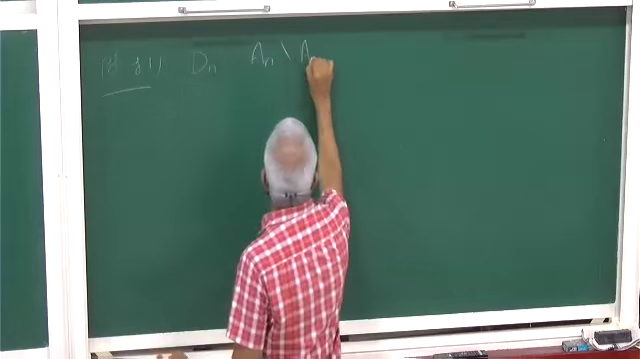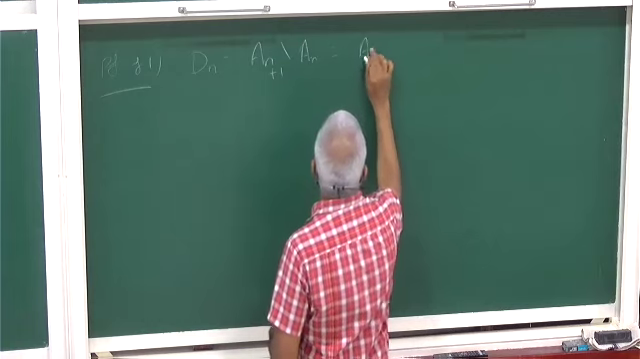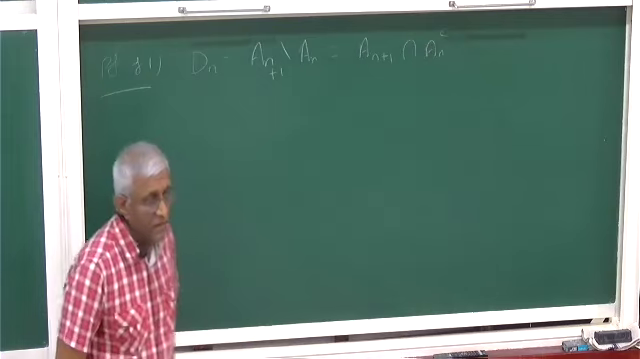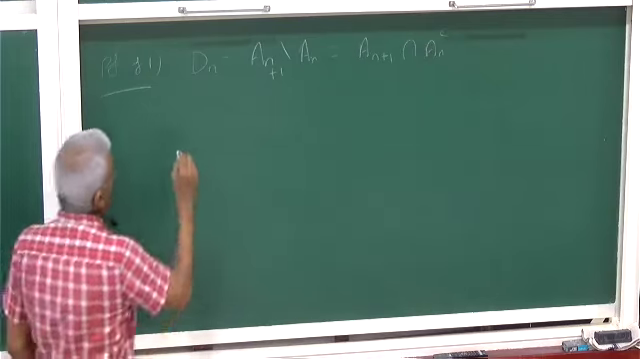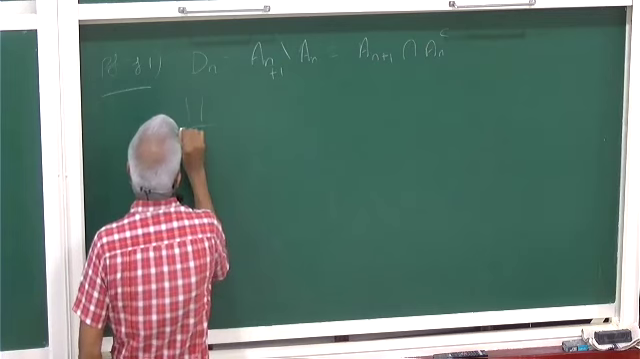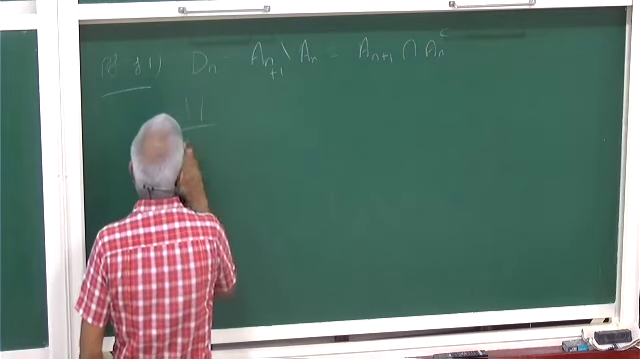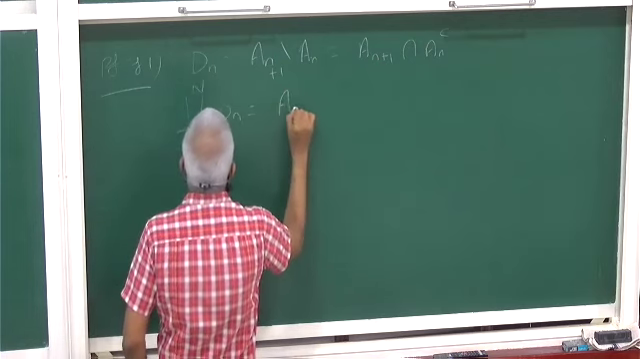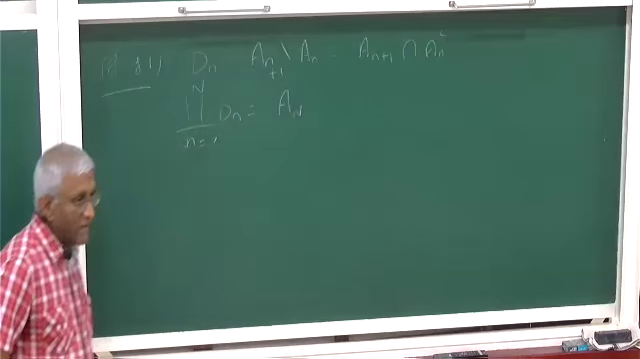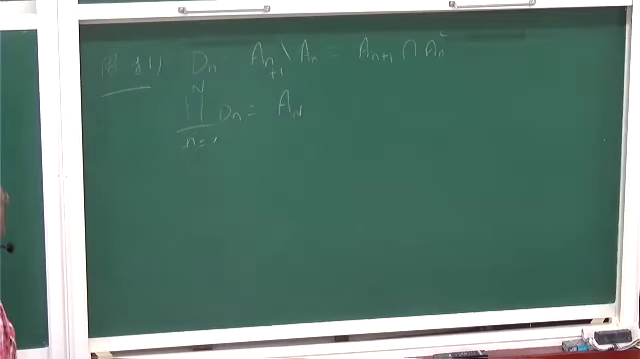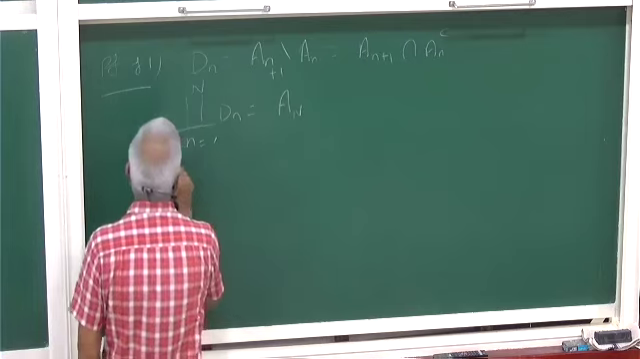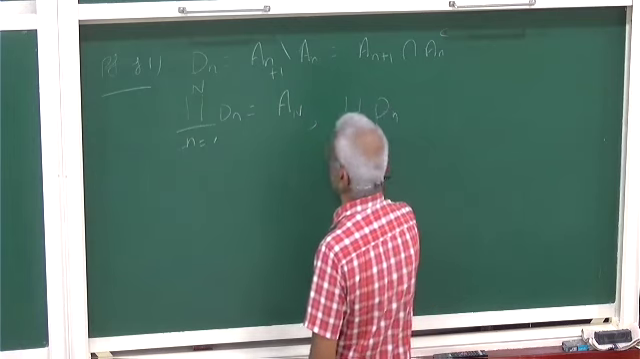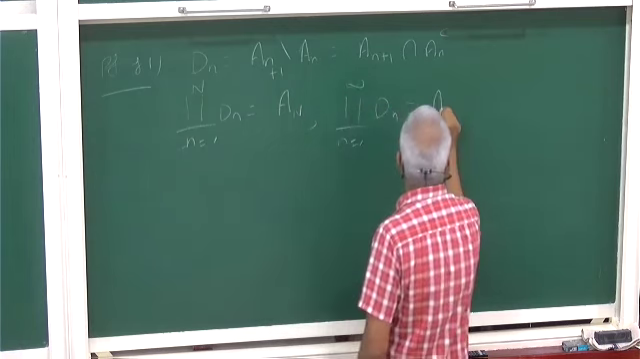Sorry, A_{n+1} minus A_n, which is equal to A_{n+1} intersection A_n complement. Okay? That's the definition if you want. You are just removing this set. Then the union of D_n, n equal to 1 to n, is the same as A_n. And the disjoint union of D_n, n equal to 1 to infinity, is again equal to A.